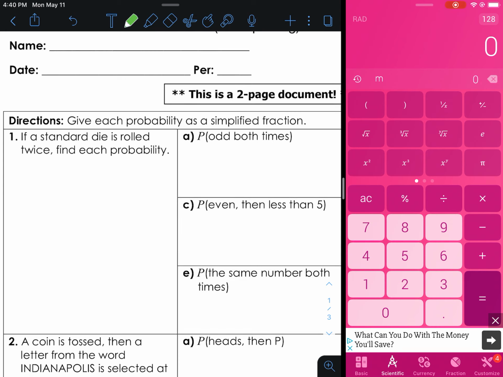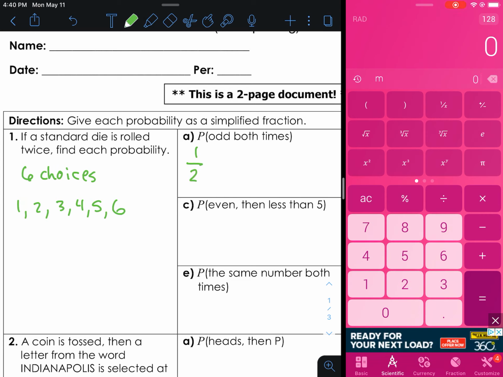So a standard die is rolled twice. Remember that a die is just a 6-sided number cube. So there are only 6 choices when we are rolling the die. And the first time that we roll it does not affect the second time we roll it, because we still have 6 chances each time that we roll. So when we talk about odd numbers, we have 1, 2, 3, 4, 5, and 6. The odd numbers are 1, 3, and 5. So half of the time you can roll an odd number, 3 out of the 6 choices. And the second time you roll it, you can have the exact same amount of choices.